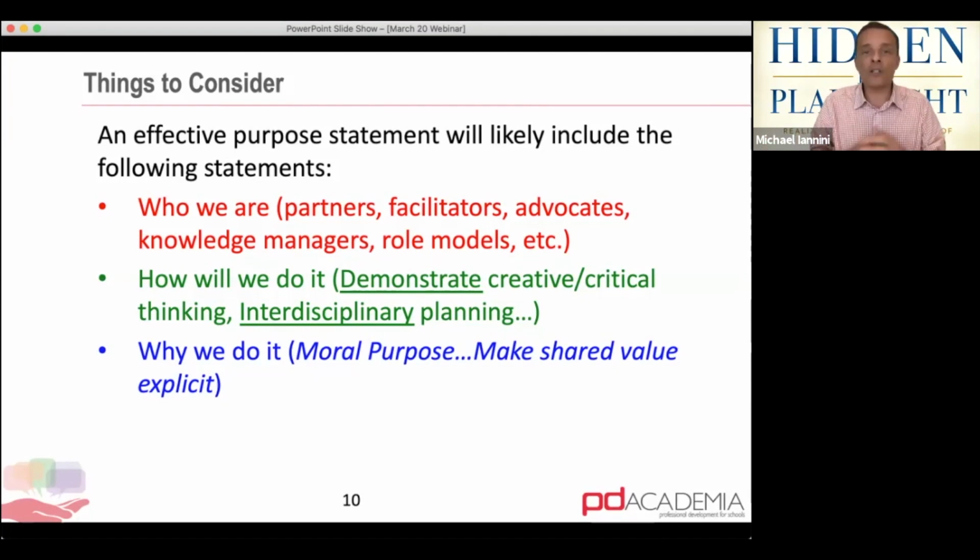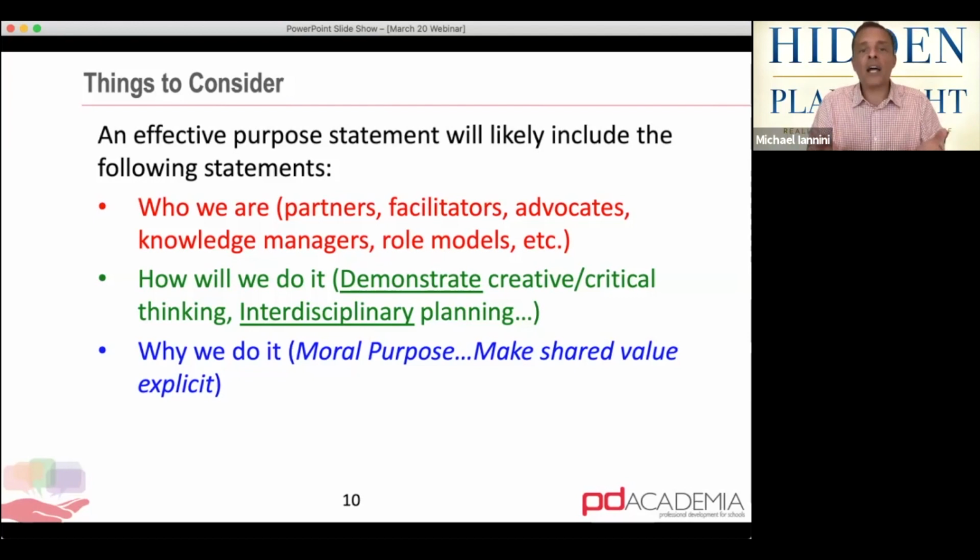Next, how will you do it? Are you going to be demonstrating this through creative and critical thinking, interdisciplinary planning, through developing lesson plans that actually demonstrate both structure as well as developing skills and dispositions for agentic learning? And when you do that, how are you going to share that with the community?